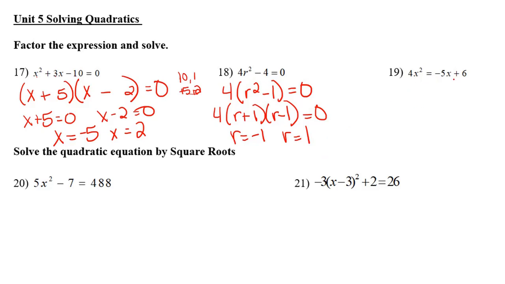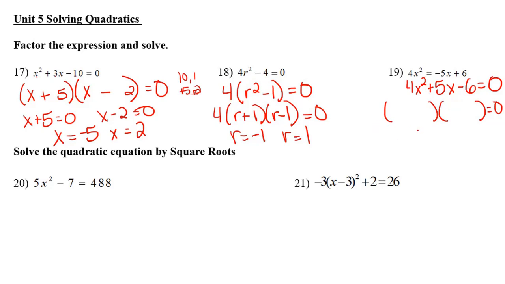Next one, I'm not equal to 0 anymore. Let's make it equal to 0. So I'm going to add 5x and I'm going to subtract 6 to the other side. Oh, sad day. No GCF. Let's do some trinomial pattern since there's only 3 terms.